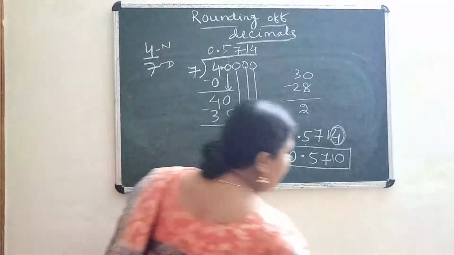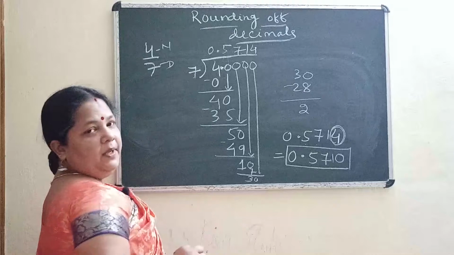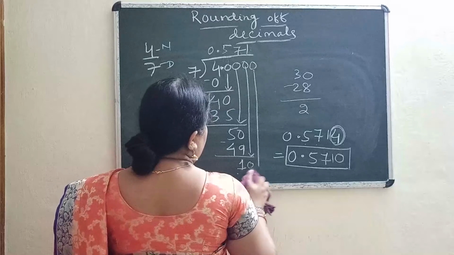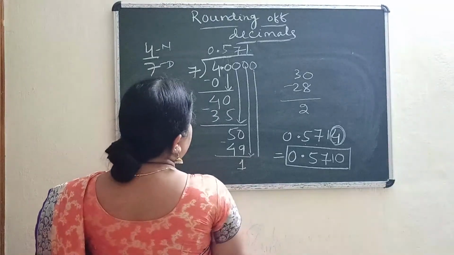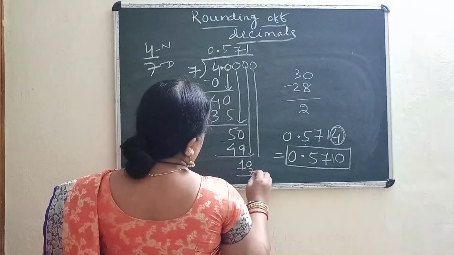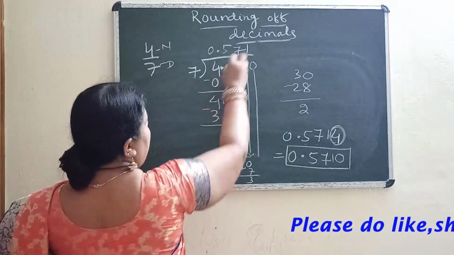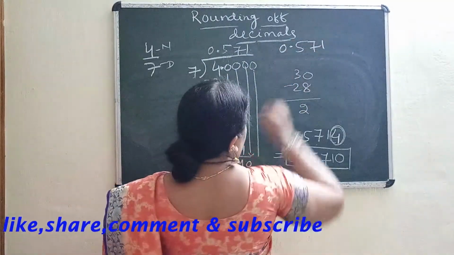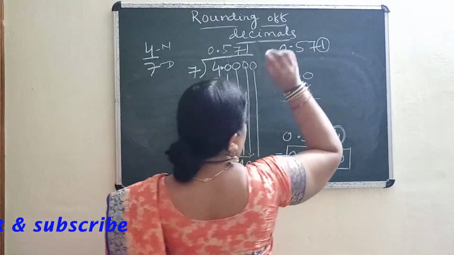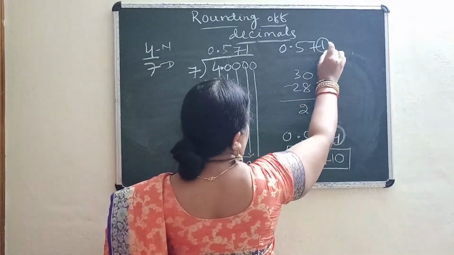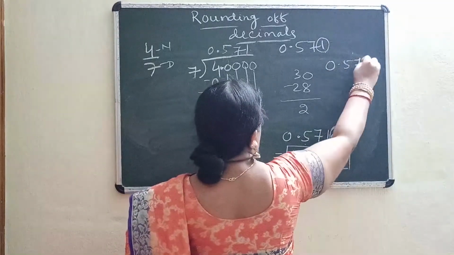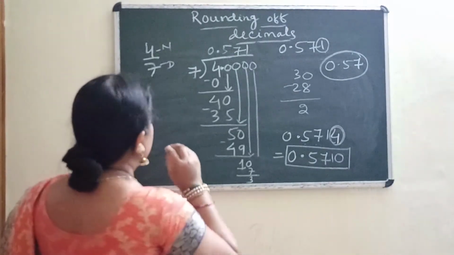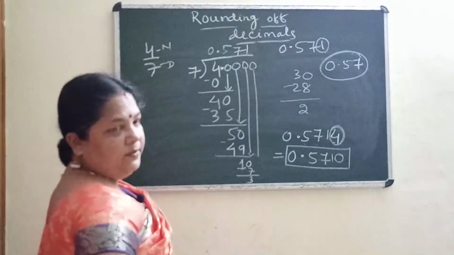Children, if it is asking to divide the same number correct to 2 decimal places, what will you do? No need to proceed with this step. So this is your answer, correct to 3 decimal places. If it is coming 0.571, what will you do? You will check this place. If it is less than 5, then 0.57 will be your answer. Clear? So this is how we convert a fraction into decimals. Clear?